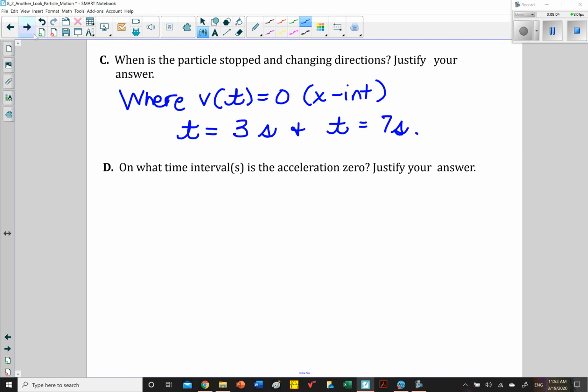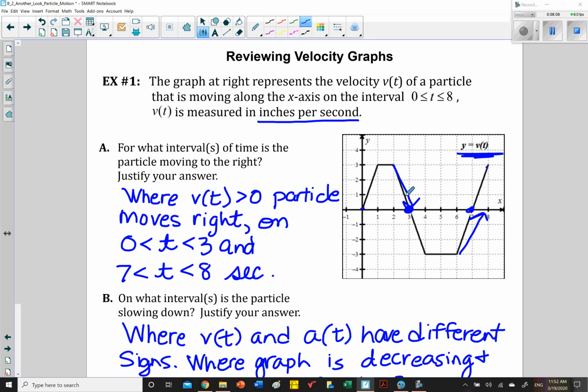Stopped and changing directions. You see how you know it's changing directions? We're going from positive velocity to negative velocity, and then negative velocity to positive velocity. Okay.